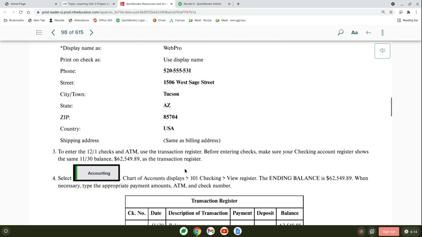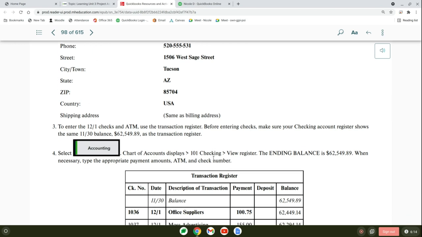So the good thing is, you're just going to make sure that you don't have exempt, that it's going to be by location. It automatically should by default do that for you. And the phone number is 520-555-5311. There's a digit missing. Okay.